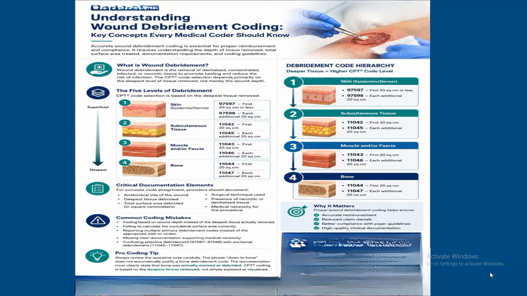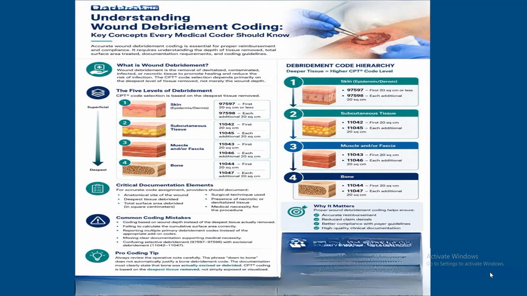So what is wound debridement? Wound debridement is the medical procedure where the physician removes devitalized, contaminated, infected or necrotic tissue to promote healing and reduce infection. Whenever you want to code debridement using the CPT code, we need to code based on the deepest level of tissue removed, not based on the wound depth.